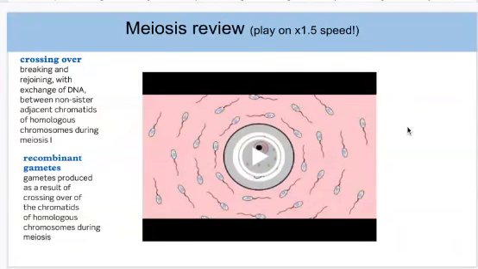Now this one can be a great review for you. This is a song. It's pretty fun, and I highly recommend playing it on, say, 1.5 speed to review what you have been learning about meiosis in the last two lessons. So that's for you to do in your own time. And throughout the lesson as well, you'll see these little definitions of key terms. I'm not going to be reading from them. They're there to remind you what they mean as we're going through.